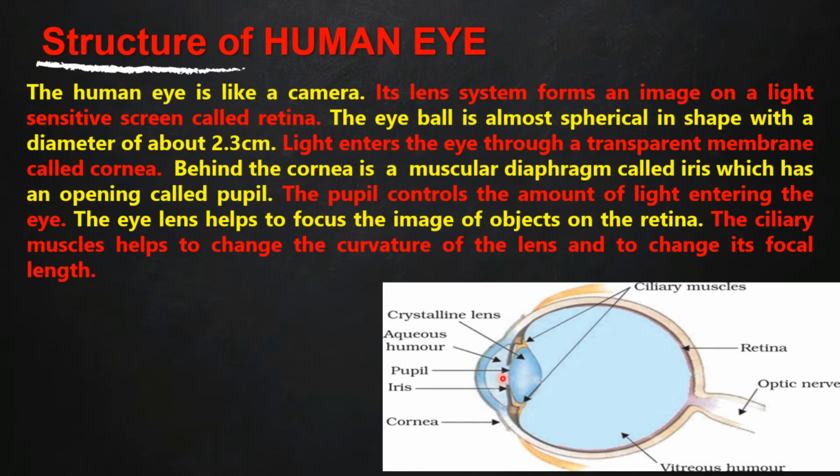The eye lens, this is the eye lens, convex lens. So eye lens helps to focus the image of the object on the retina. The ciliary muscles help to change the curvature of lens and to change its focal length. So here the ciliary muscles are connected to the lens by suspensory ligament, and these ciliary muscles will help to change the curvature of the lens so that lens can become thin and thick. Here the aqueous humor is filled and here it is the vitreous humor.